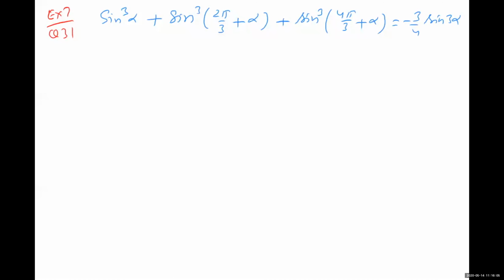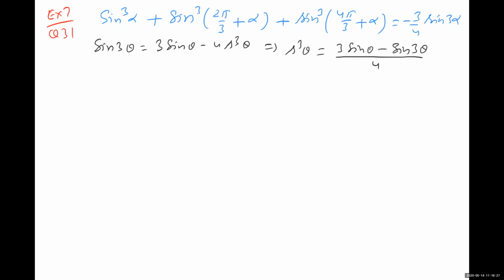You use the sine 3 alpha formula. Sine 3 theta is equal to 3 sine theta minus 4 sine cube theta. So this gives sine cube theta is equal to (3 sine theta minus sine 3 theta) upon 4. This I will use here. So I will get sine cube alpha will be, left hand side I am solving, (3 sine alpha minus sine 3 alpha) upon 4. So 1 upon 4 I am taking outside from overall.